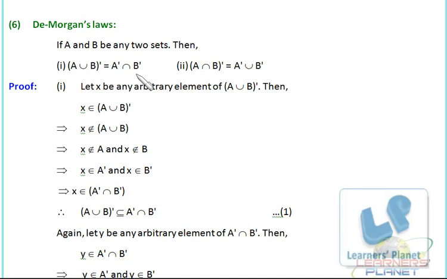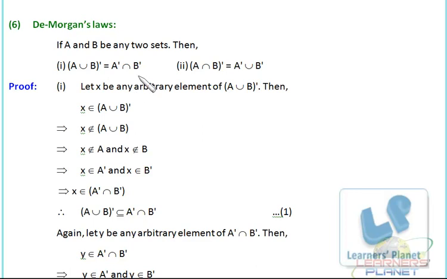So again, we'll start with an arbitrary element. We'll start with the left hand side. We'll prove the left hand side is a subset of the right hand side, and similarly we start with the right hand side and we'll prove the right hand side is a subset of the left hand side. So if both the sides are subsets of each other, then both of them will be equal, right? So we start with an arbitrary element.